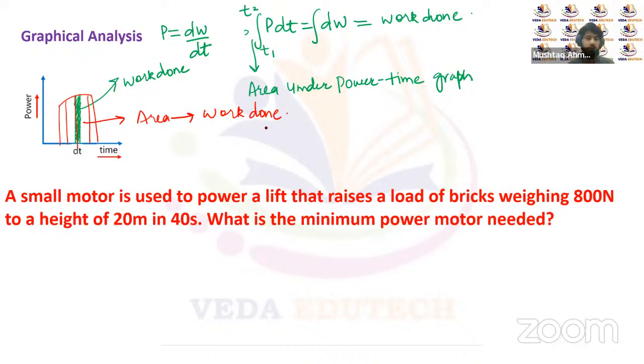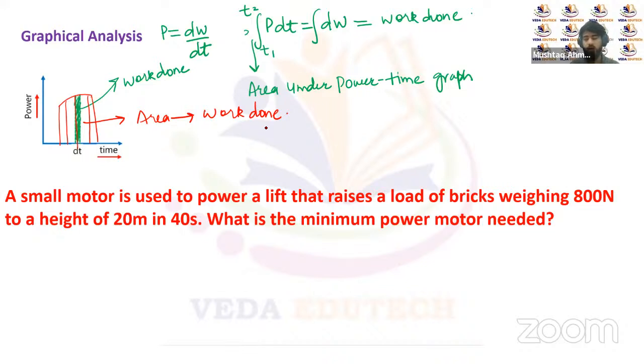Now let's try to solve some questions related to it. The first question is: a small motor is used to power a lift that raises a load of bricks weighing 800 Newton to a height of 20 meters in 40 seconds. What is the minimum power the motor needs? The question is that in a lift we're placing bricks of weight 800 Newton, and we want to lift these bricks to a height of 20 meters, but in only 40 seconds. What is the minimum power of the motor needed?